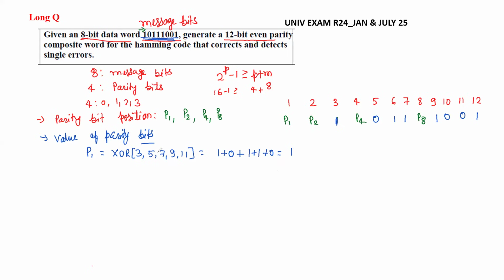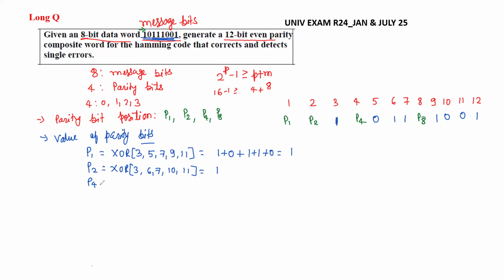Otherwise, just keep the logic of the XOR gate. Similarly, next we have P2. So for P2, again XOR. Start with 2, so 2 is already a position. So 2, 3, gap 4, 5. Next we have 6, 7, gaps 8, 9. Next we'll have 10 and 11. Like this, if you check, here also we'll get 1.